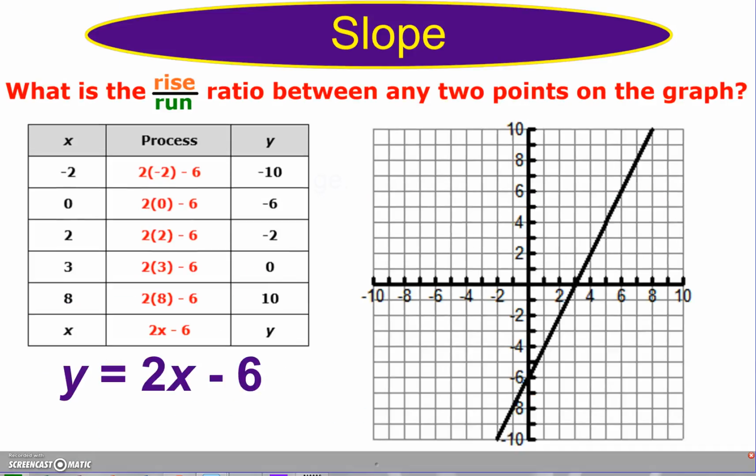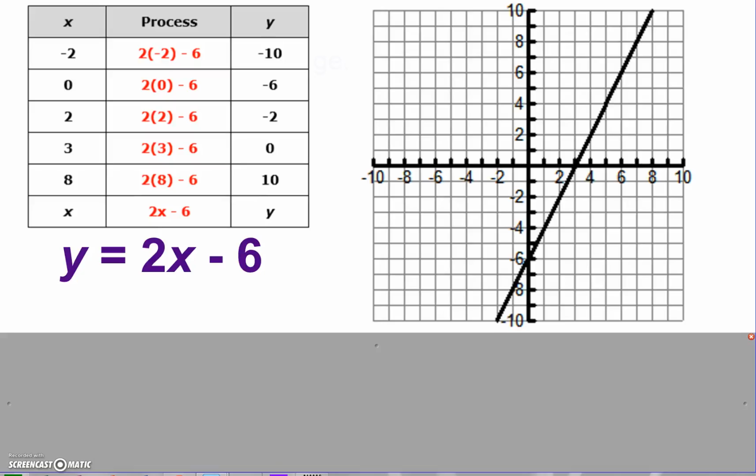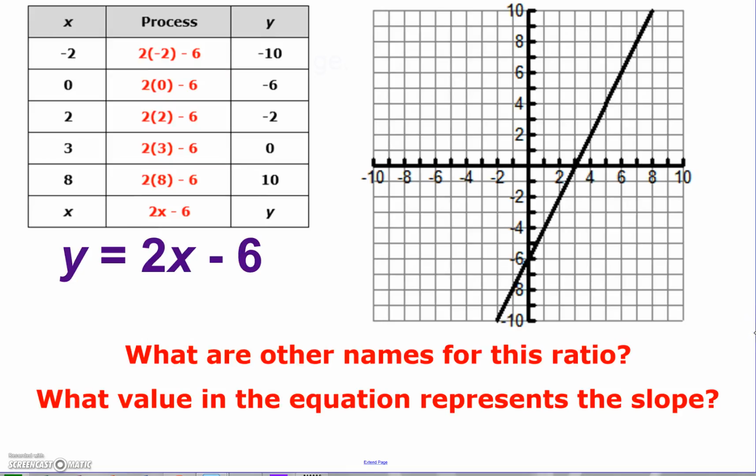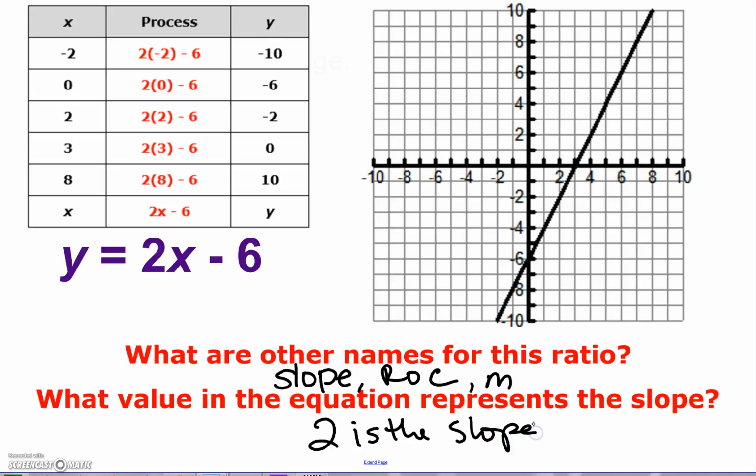All right, so what is the rise over run ratio between any 2 points on the graph? Remember, rate of change is just another fancy way of saying slope. So what are the other names for this ratio? Slope, rate of change. What value in the equation represents the slope? It's also known as the little b, right? So 2 is the slope. And we will review that this is the slope and this is the y-intercept.